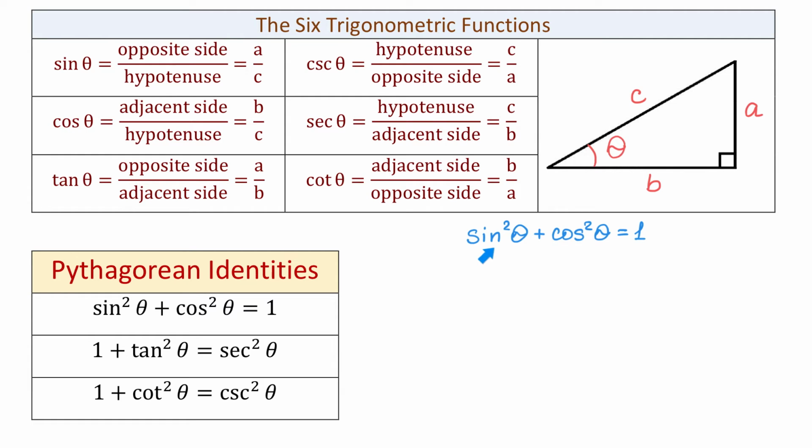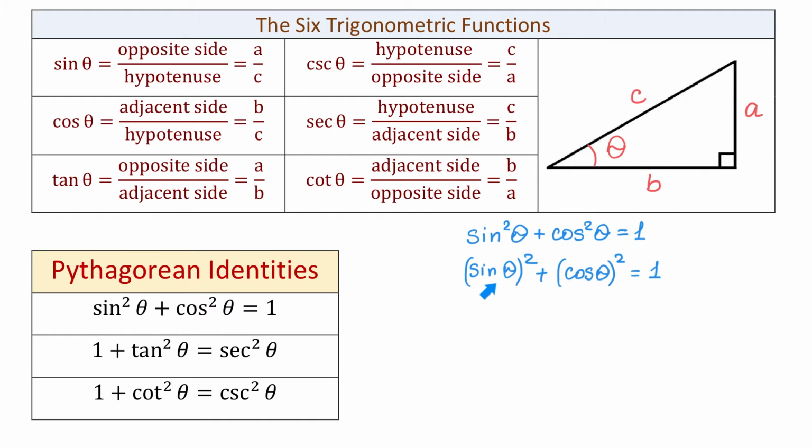Now, this notation of sine squared of theta means that we take sine of theta and we square it. So we can write it as sine of theta all squared. The same we can do with cosine squared of theta. We can write it as cosine of theta all squared. And all this has to be equal to 1.